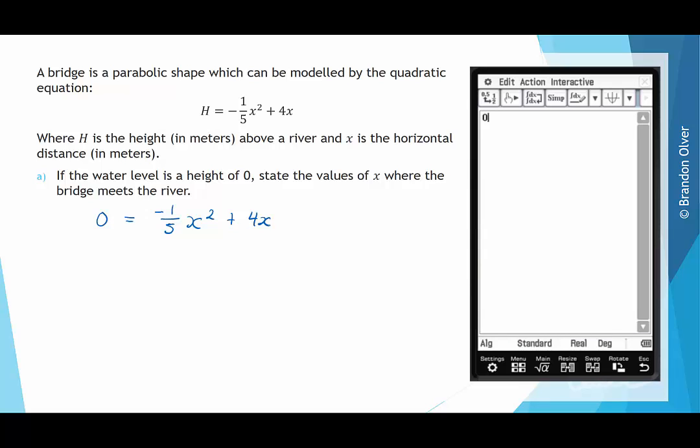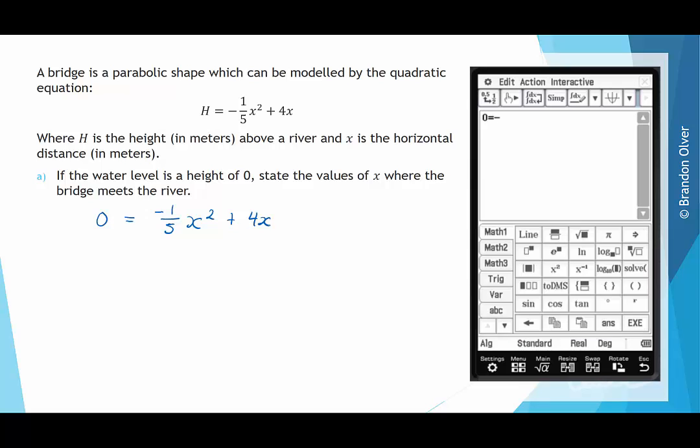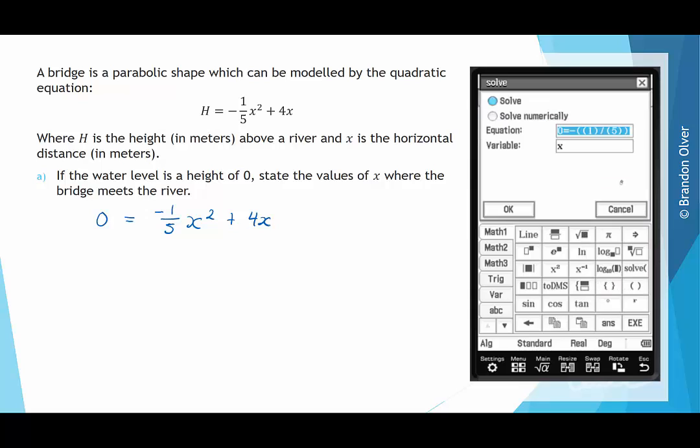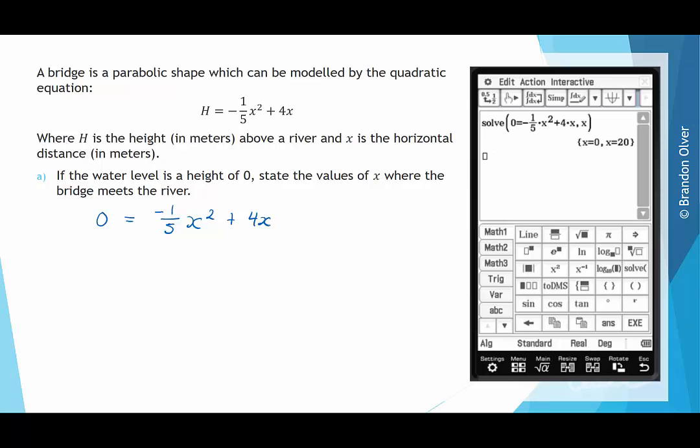So we have 0 is equal to negative, and bring up the keyboard and we can use our fraction, 1 divided by 5 times x to the power of 2 plus 4x. Then we highlight that and go interactive, equation inequality, solve, and we want to solve for x, so we press OK, and that gives us our solutions. Therefore, the bridge meets the river at x is equal to 0 and at x is equal to 20.